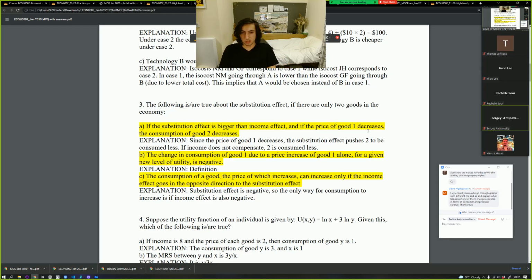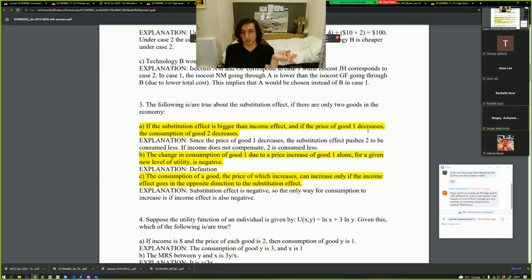So if the substitution effect is bigger than the income effect, then when the price of good 1 decreases, the consumption of good 2 decreases. This essentially means that income isn't pushing up your consumption as much as substitution is reducing it. As you can see here, since the price of good 1 decreases, the substitution effect pushes you to consume less of good 2 because income's not compensating for that.